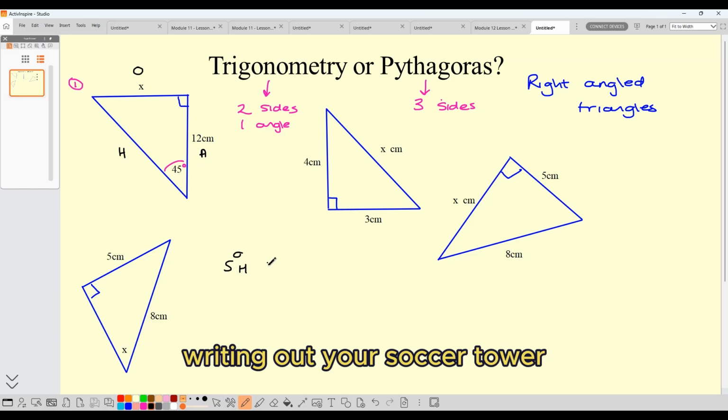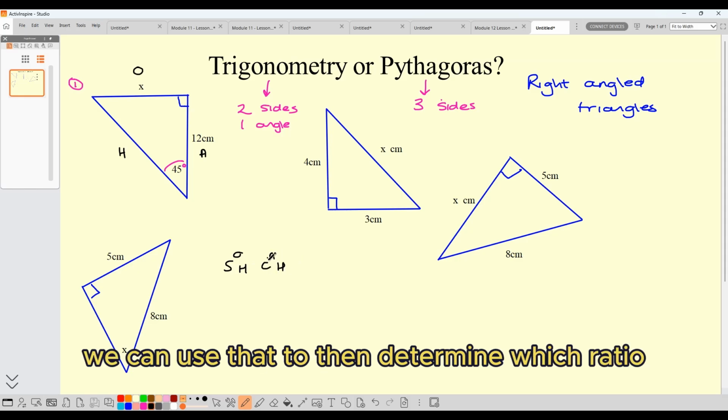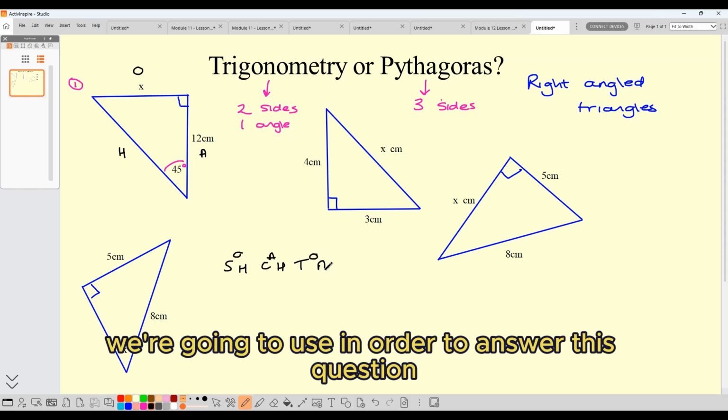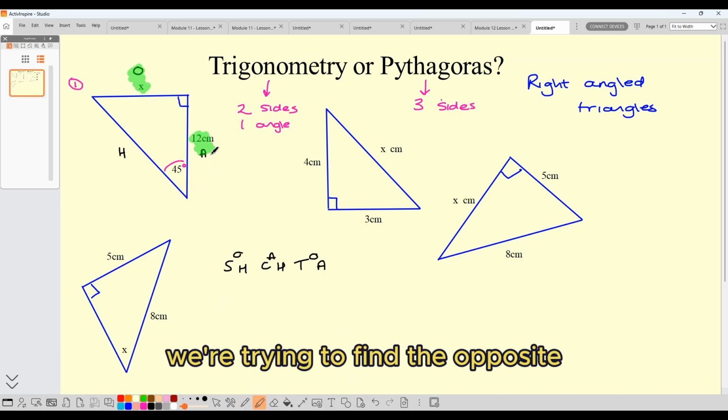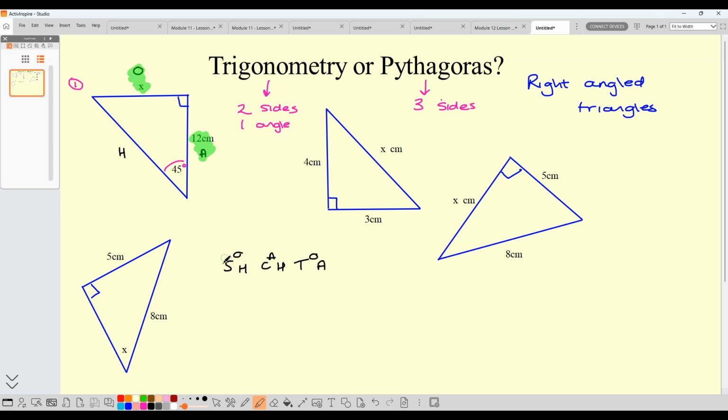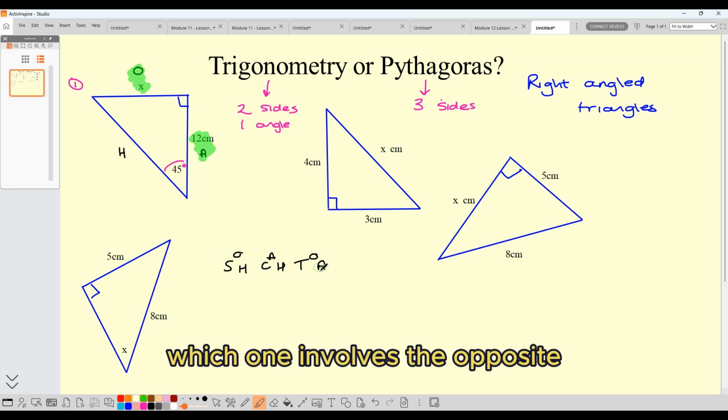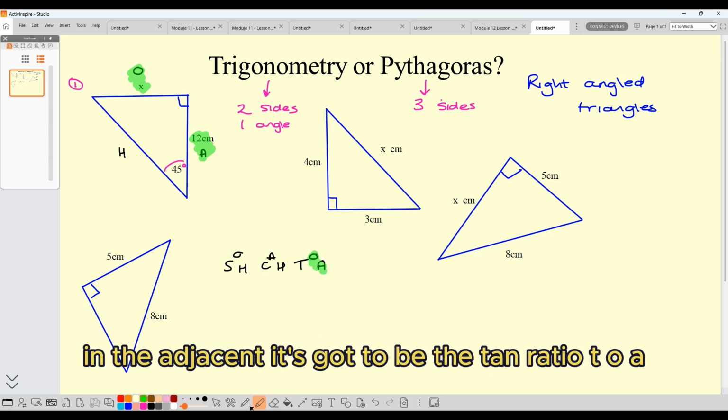Okay, writing out your SOHCAHTOA, we can use that to then determine which ratio we're going to use in order to answer this question. Highlight the sides that are involved in the question. We're trying to find the opposite and we've got the adjacent. Which one involves the opposite and the adjacent? It's got to be the tan ratio. TOA.